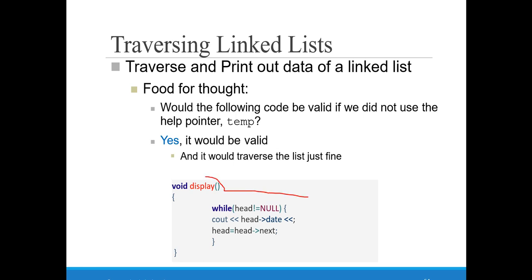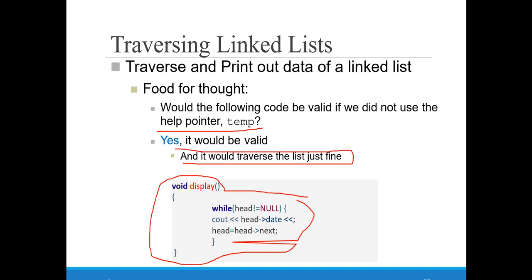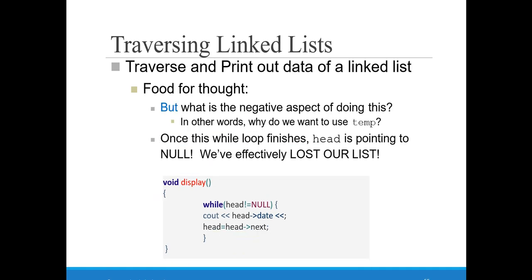If I use this way, what will happen to me? I'm not using temp, I'm using the head to print. Would it be valid as a helper pointer? Yes, it would traverse the list just fine. Would the following code be helping? Okay, this one will traverse with us. But what will happen? I'm deleting each node. I will lose them.